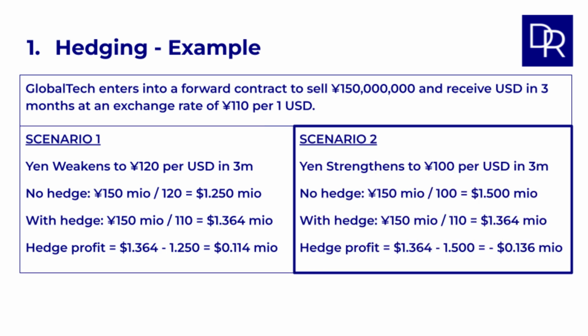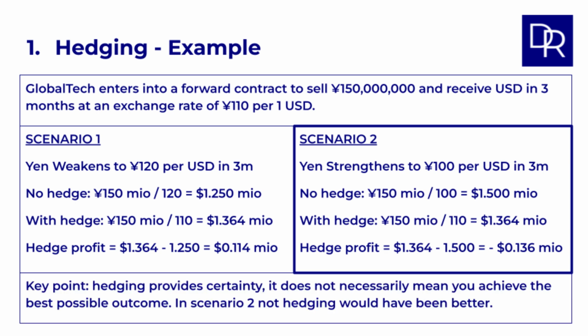In scenario 2, the yen strengthens to 100 per dollar in 3 months. If Global Tech hadn't hedged and the spot rate became 100, the 150 million yen would convert to $1.5 million. But with the forward contract at 110, they still received the same 1.364 million. The loss from the hedge is therefore about $136,000. In this case, hedging meant they didn't benefit from the yen strengthening as much as they could have, but they still achieved a known, predictable dollar amount.